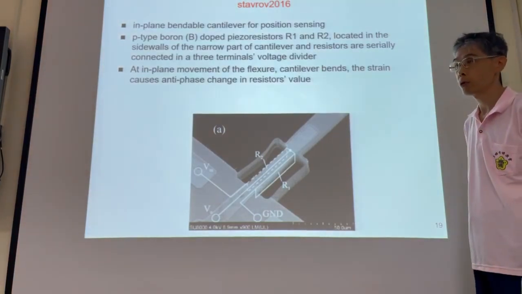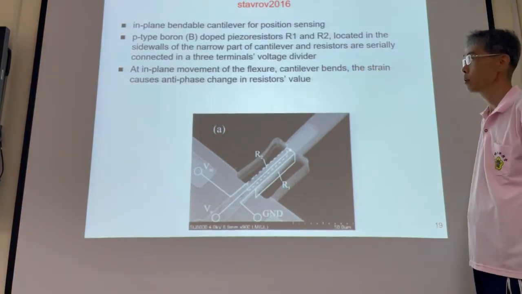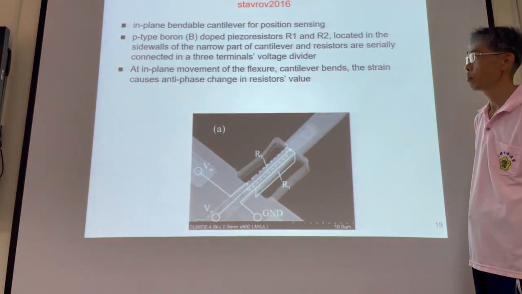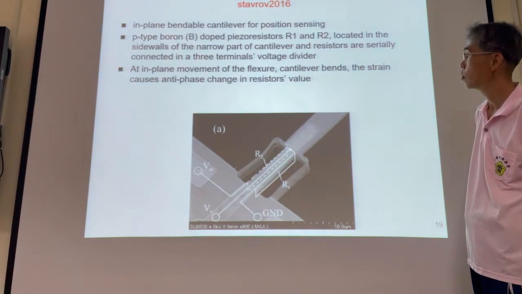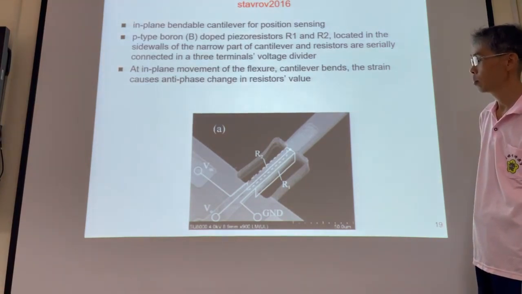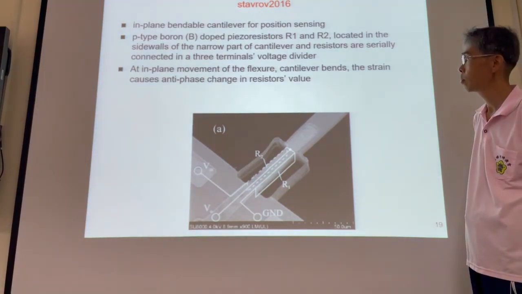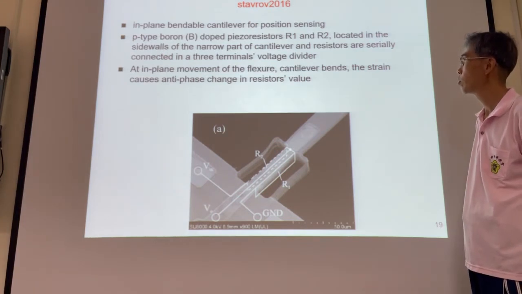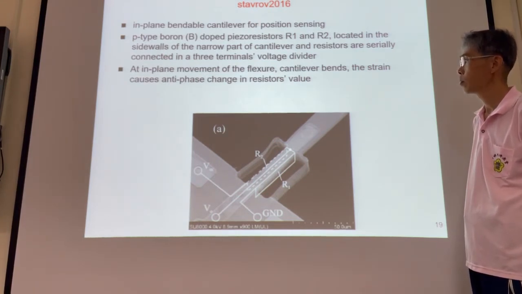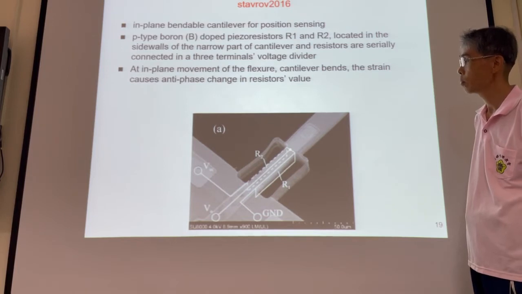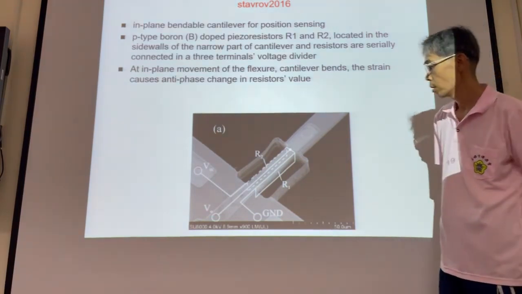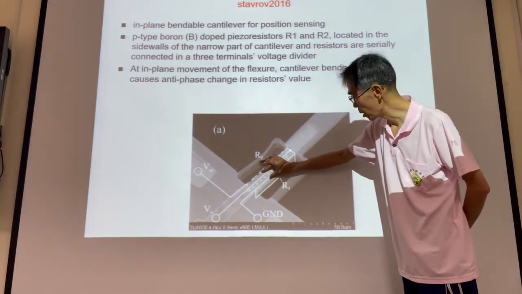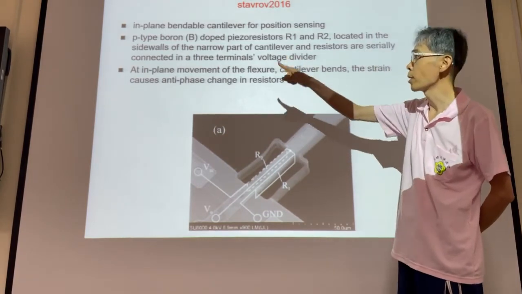Okay, Wojue, could you read the second one? P-type on top piezoresistor R1 and R2, located in the side wall of the narrow part of cantilever, and resistors are serial connected in the 3 terminals voltage divider. Okay, thank you. So this is the sensing part and the boron.